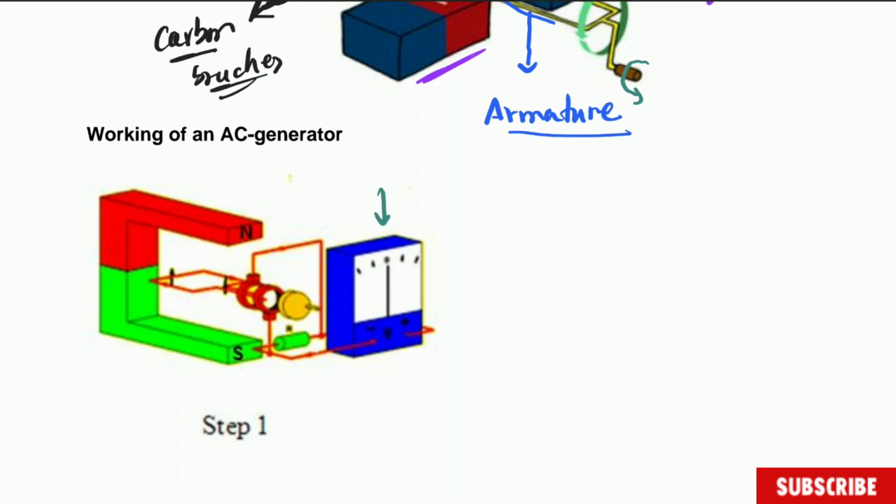In this case, it's moving clockwise. If you look carefully at the arrow, this side of the armature is going up, and the other side is going down. Okay. Now let's look at the following.